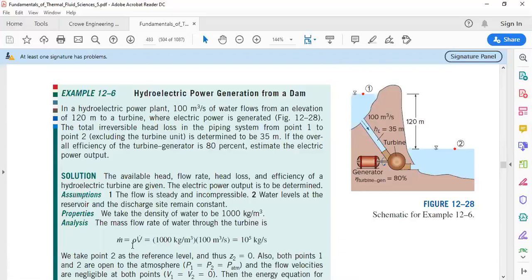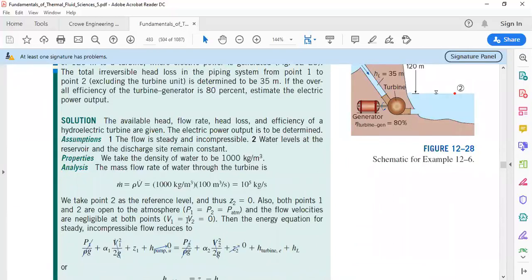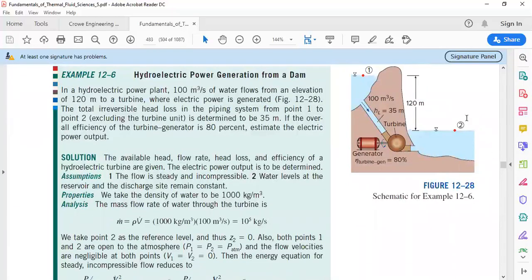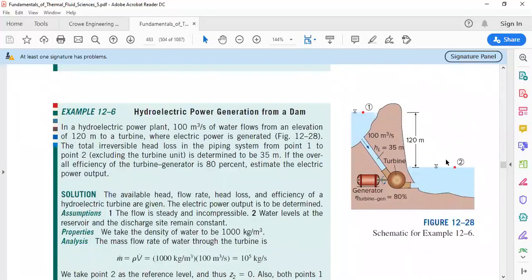In order to do so, we need to find the mass flow rate. The mass flow rate is simply equal to the density times the volume flow rate. The volume flow rate is given in the piping system. So that's 10 to the power 5 kilogram per second. That's the mass flow rate in the piping system. Now, if we take point 2 as the reference level for the elevation, then the elevation of point 1 would be 120 meters.